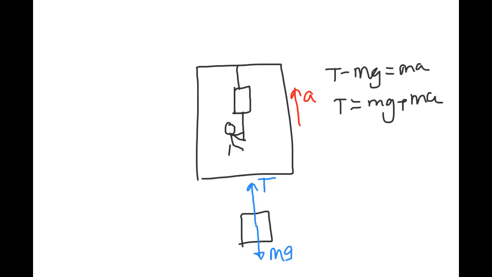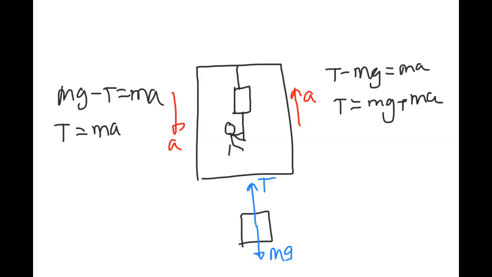And again, if the acceleration is downwards, then we'll get the same relation, mg minus T is equal to ma. And therefore T is equal to mg minus ma, right? So in this case, the tension is measuring the weight of the person, right? And I hope all of you have seen a spring balance.